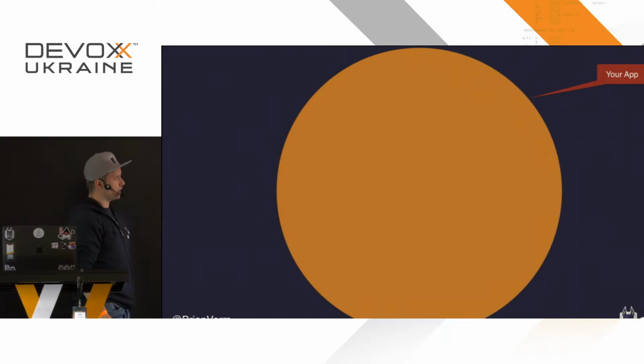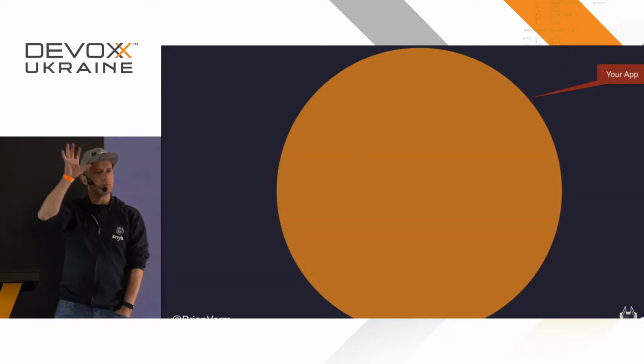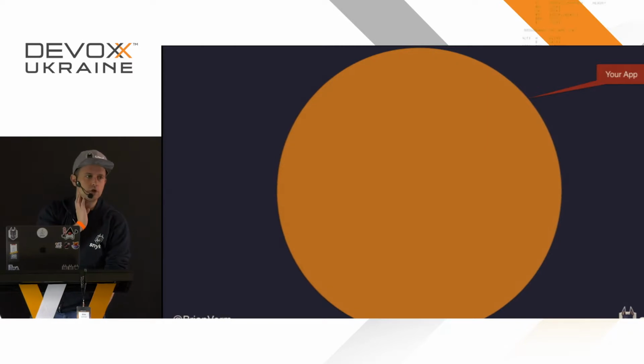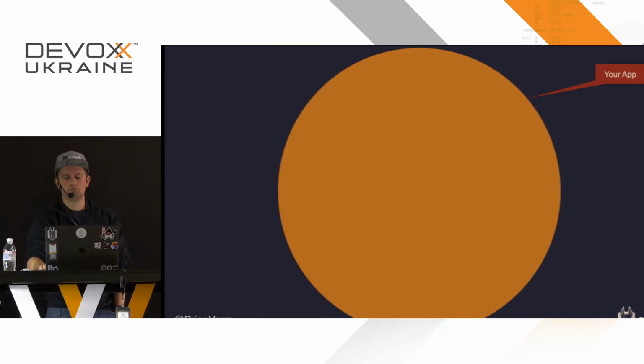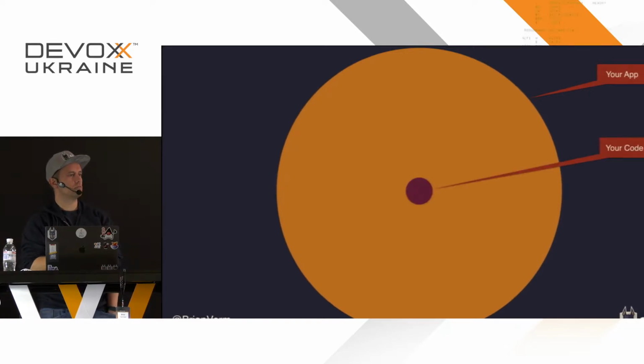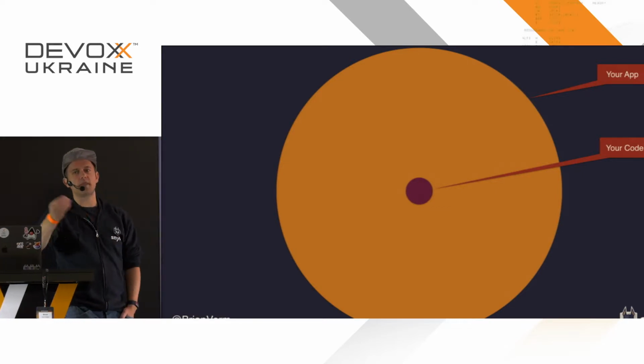So say this is your application. This is your application that you put into production. How much of the code you put in production is actually your code? Probably this, right? Because we depend heavily on frameworks, on libraries, on all that kind of stuff.